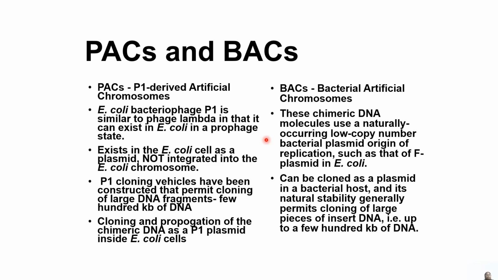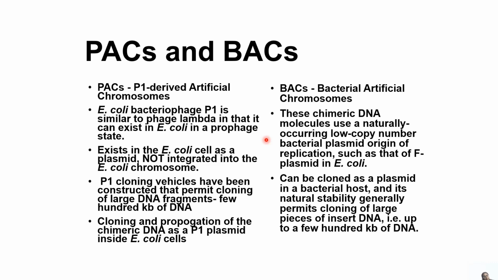So in PAC, we have the E. coli bacteriophage P1, which is similar to phage lambda in that it can exist in E. coli in a prophage state. It exists in the E. coli cell as a plasmid, not integrated into the E. coli chromosome. Okay, so it's like an episome, it's not integrated into the genome. Then P1 cloning vehicles have been constructed that permit cloning of large DNA fragments, a few hundred kilobase pairs of DNA, and cloning and propagation of the chimeric DNA as a P1 plasmid inside the E. coli cells.